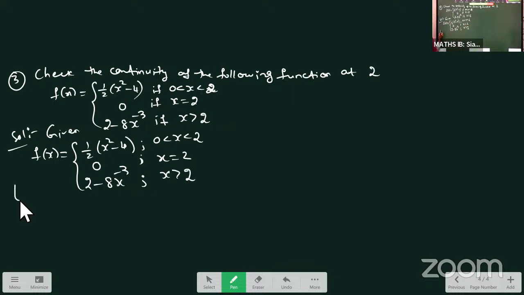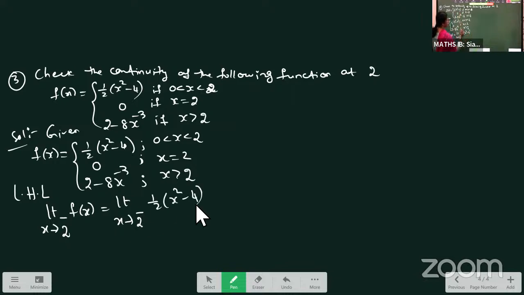Now, left hand limit, we write it as LHL, left hand limit. Left hand limit means at x is equals to 2, we have to find out. So it gives negative value. Left hand means negative side. So limit x tends to 2 minus f of x value we want. So limit x tends to 2 minus means x value is less than 2. Here it is. The first term, half of x square minus 4. Now, wherever x is there, put 2. This minus indicates only to take less than or greater than concept.